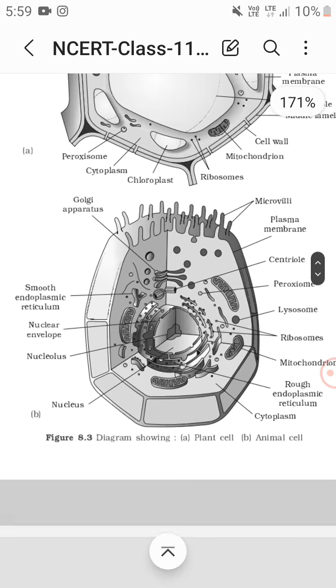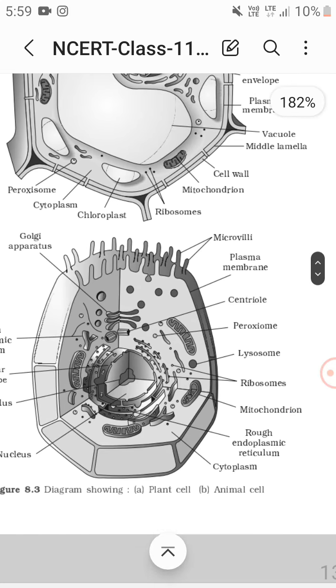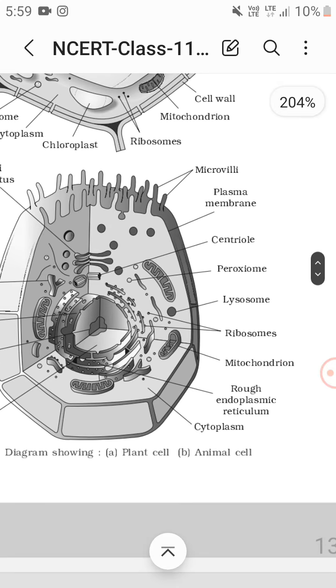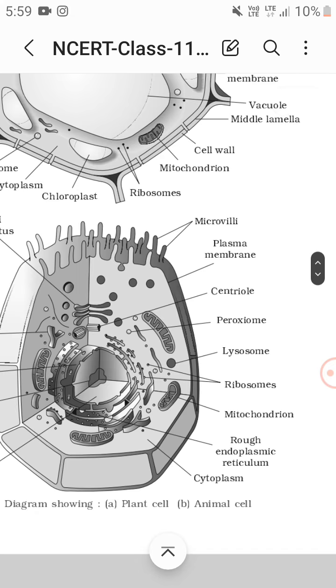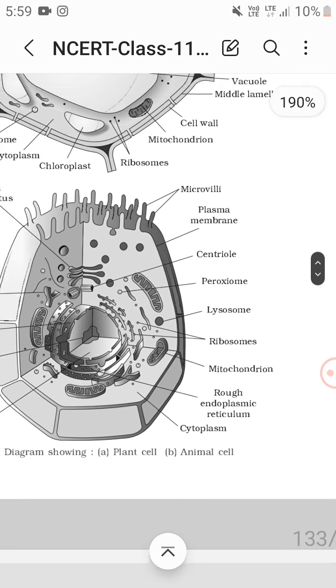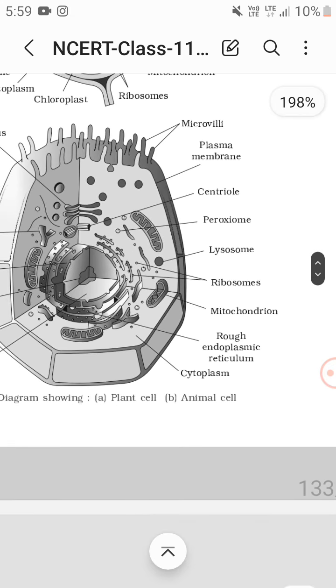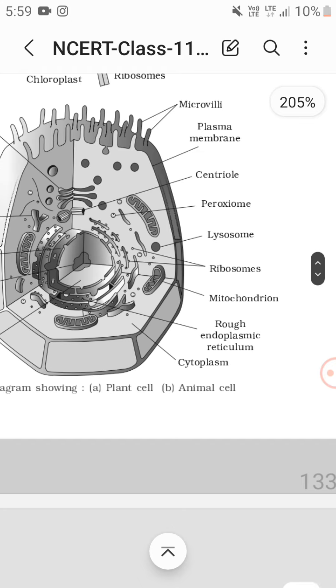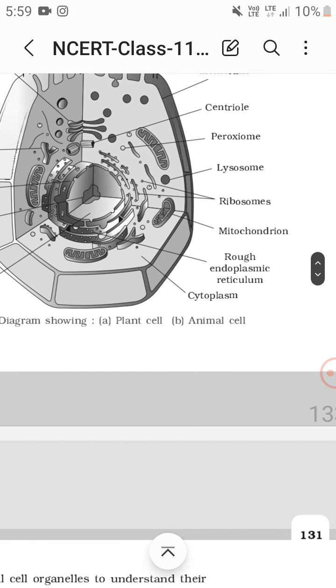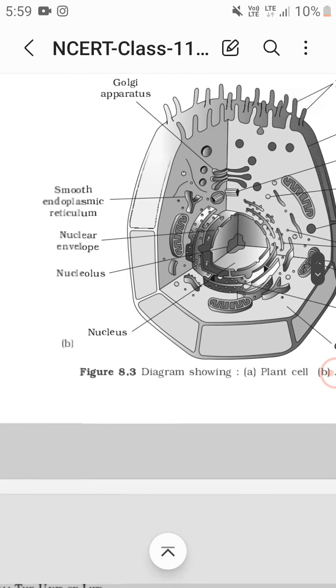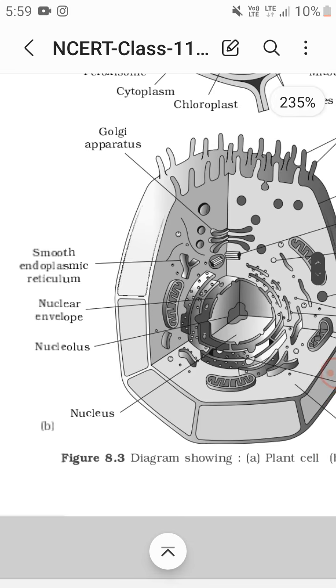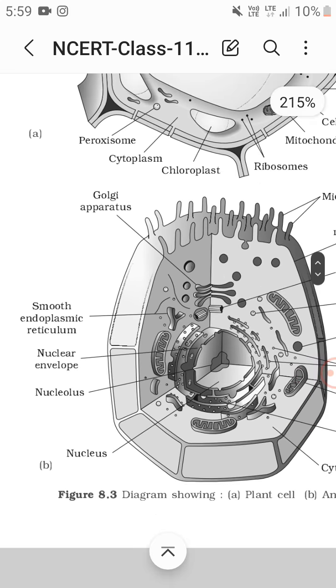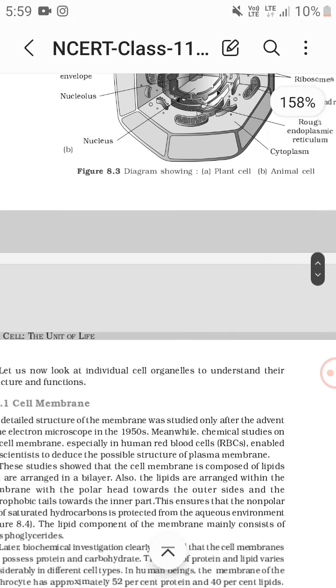Now the animal cell, showing microvilli, Golgi apparatus, then plasma membrane, and the centriole which is absent in the plant cell. Peroxisome is present in both. Then lysosome, ribosomes on the rough endoplasmic reticulum, mitochondria, cytoplasm, and the nucleus having the nucleolus, then nuclear envelope, then smooth endoplasmic reticulum. So this is the structure of the animal cell.